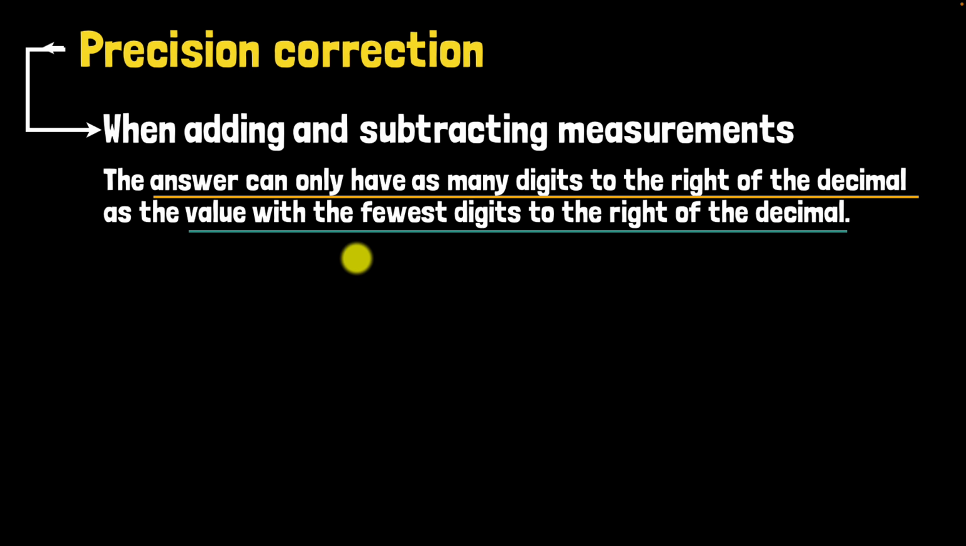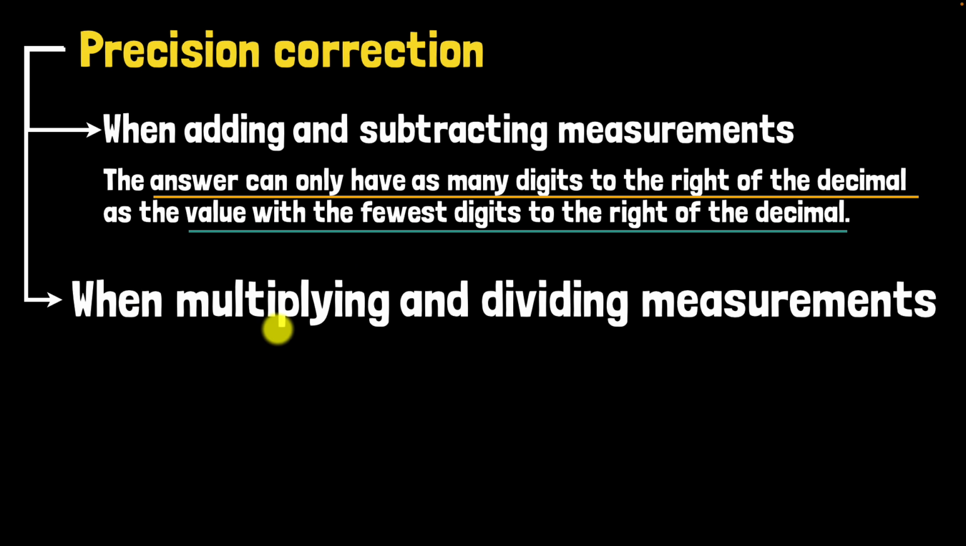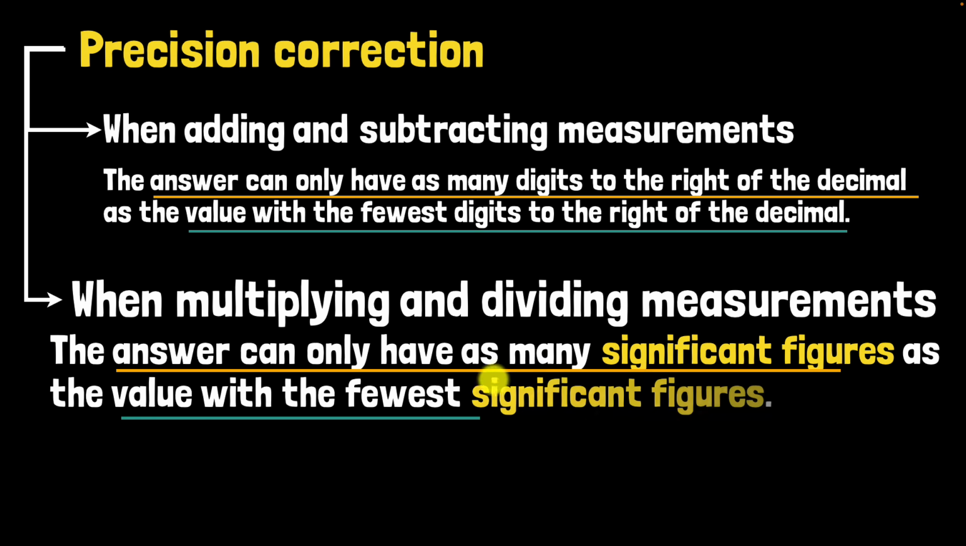But now the question is, what happens when multiplying and dividing measurements? What do we do here? Well, here the rule is the answer can only have as many significant figures as the value with the fewest significant figures. You can clearly see the contrast over here. There, we don't care about significant figures; we care about the number of digits to the right of the decimal. Over here, we don't care about that; we care about the significant figures. Okay. Again, we'll take some examples and it'll make a lot more sense as to what this means.